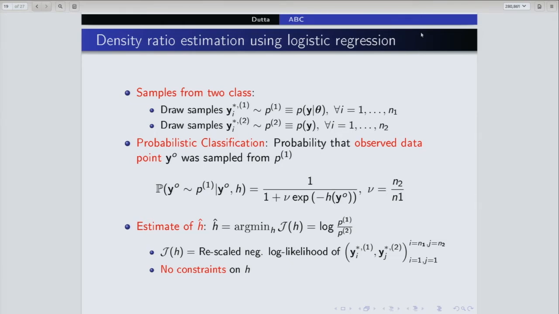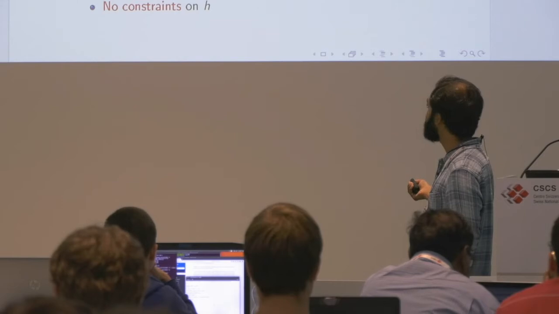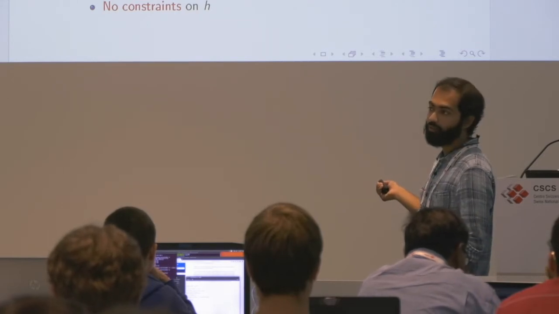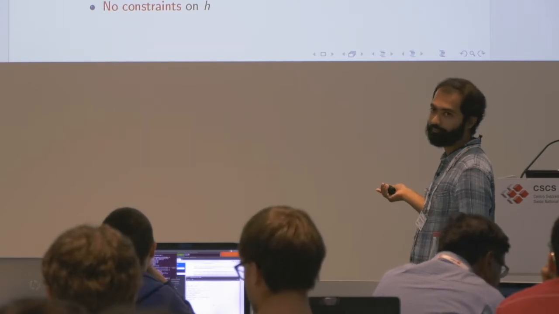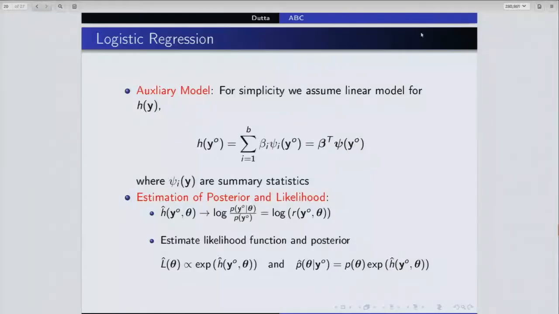So you can solve for this h hat very easily, and we also know h hat equals the log of p1 by p2. It reminds of something: this is p1 by p2, which is p(y | theta) divided by p(y) in our case, which is the ratio we wanted to get. So virtually, the exponential of h hat gives you a solution to the ratio if you can compute h hat.